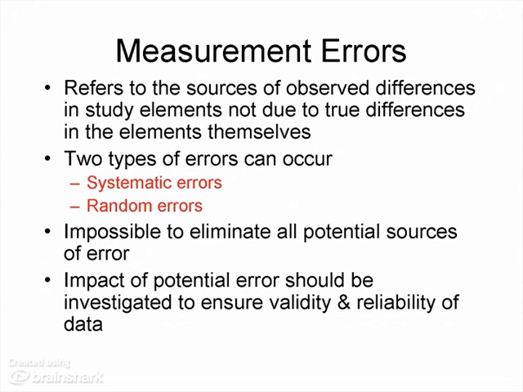One of the goals that we have as researchers is to try and minimize errors in measurement. Errors refers to the source of observed differences in the study elements that are not due to true differences in the elements themselves. It's really just a fancy way of saying that measurement errors are reflective of the difference in what you measure as compared to the true value in the population. There are two types of errors that can occur in measurement. One is a systematic error and one is a random error.